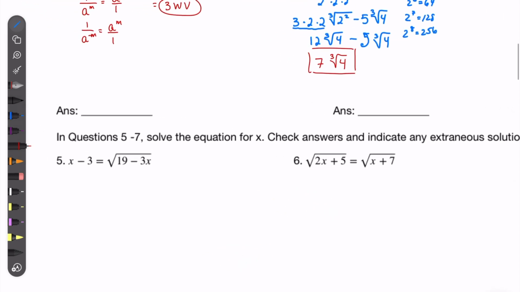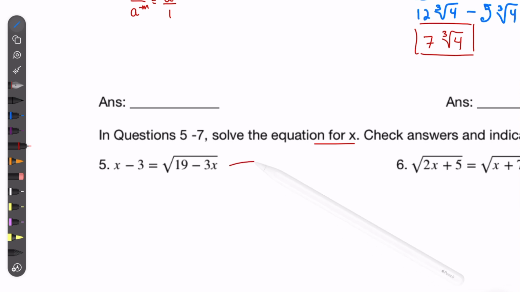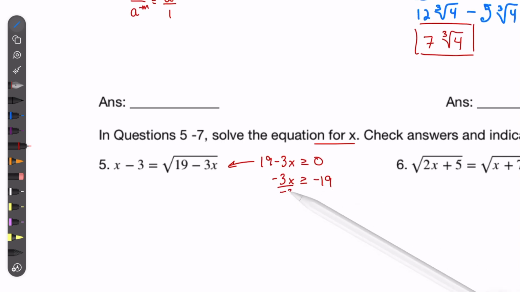All right, solve these equations for x. It doesn't say anything about domain and range, but I always like to find it when I'm doing radicals because, well, it turns out that tends to be important. If not at this moment, later on it will be. So here I have to divide by a negative 3.